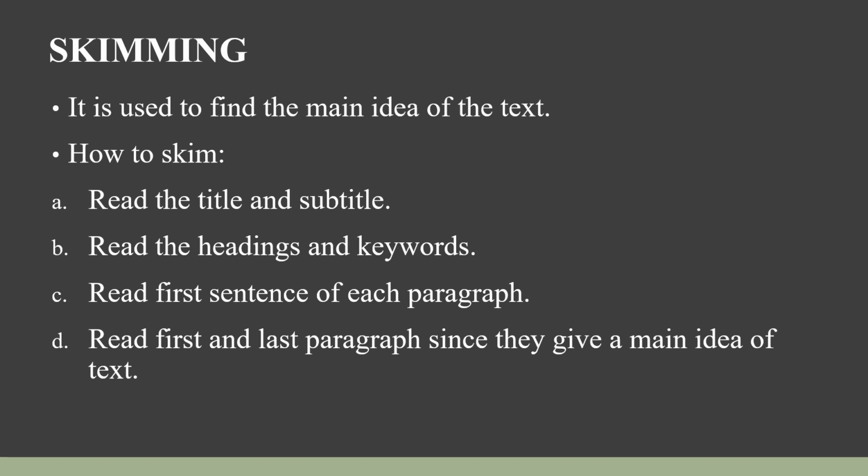And now comes how to skim a text. You could read the title and subtitle, then you can read the headings and keywords. Keywords could be in the form of bold, italicized, or numbered words. And then you can read the first sentence of each paragraph, because as we have all studied, the first sentence is basically the topic sentence, which gives away the main idea that is going to be discussed in the section below.